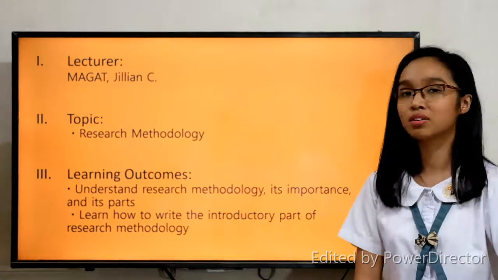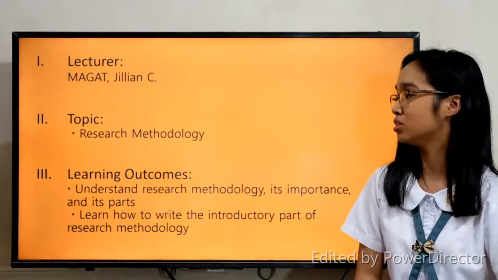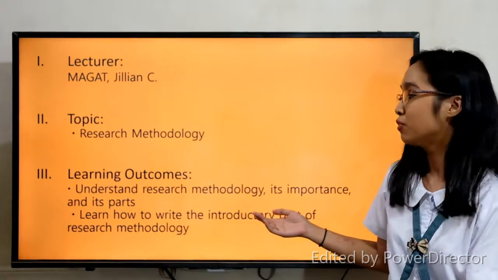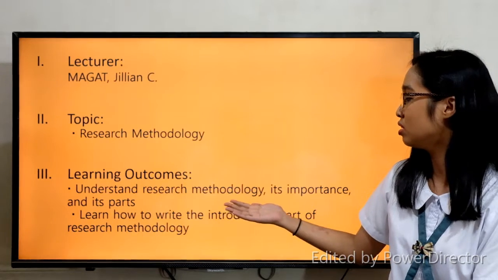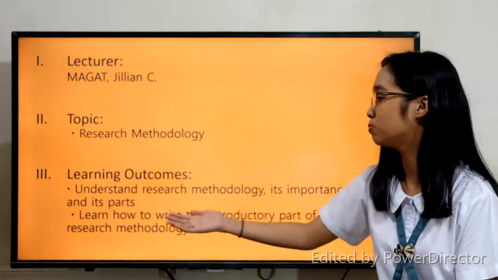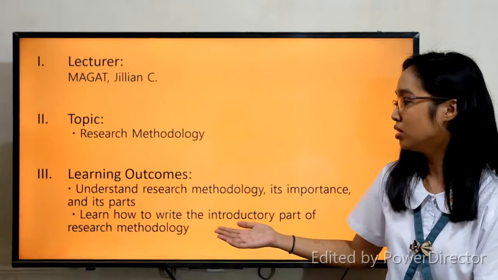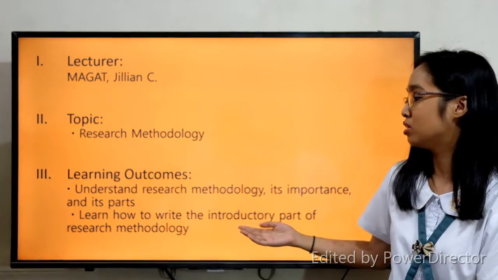Now for the learning outcomes, at the end of the discussion, the following are expected to be met. First is to understand research methodology, its importance, and its parts. Also, to learn how to write the introductory part of the research methodology.